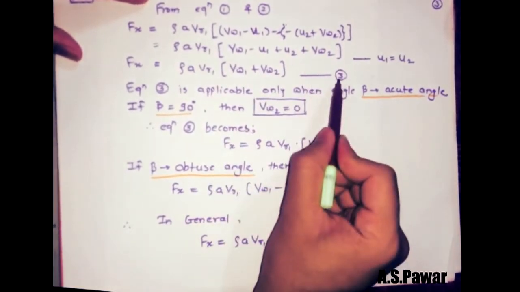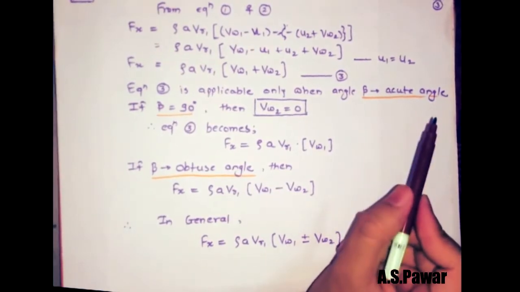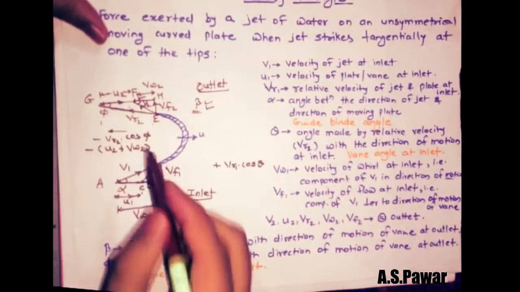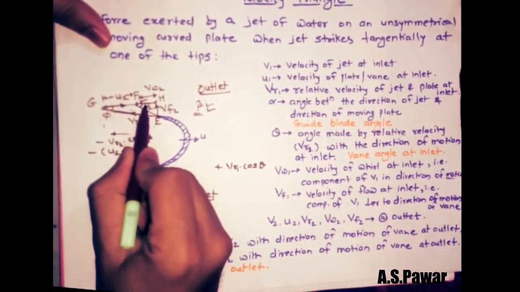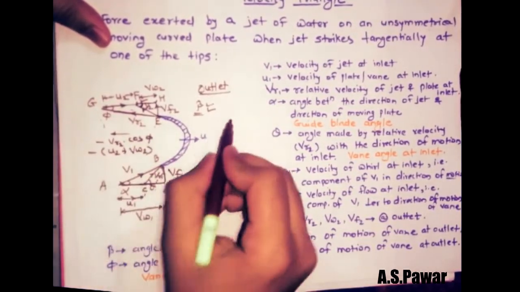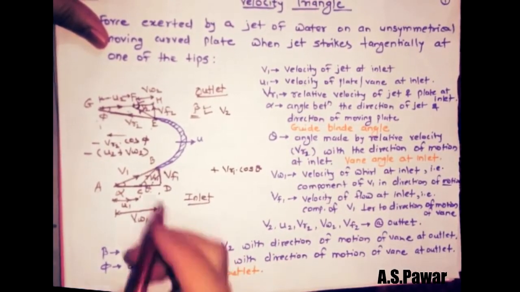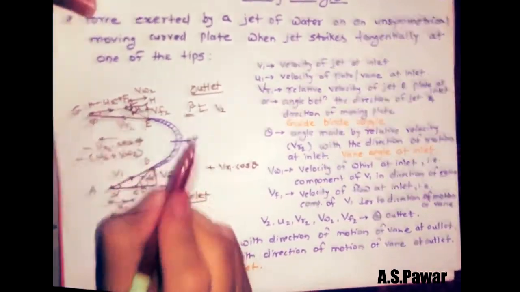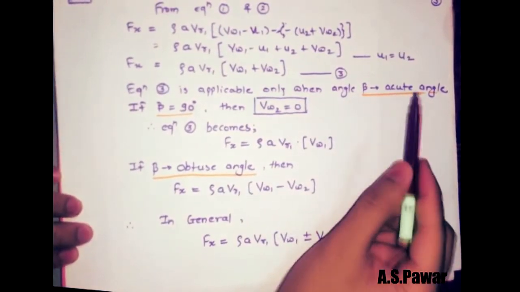But this equation 3 is applicable when beta is an acute angle only. Now what is beta? We have seen that in the previous case. You can see the angle beta here. This angle is nothing but the inclination of this velocity v2, the velocity of the jet at the outlet, with the direction of motion. So equation 3 is applicable only if beta is an acute angle.